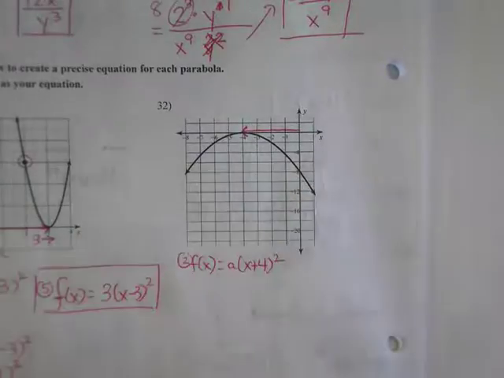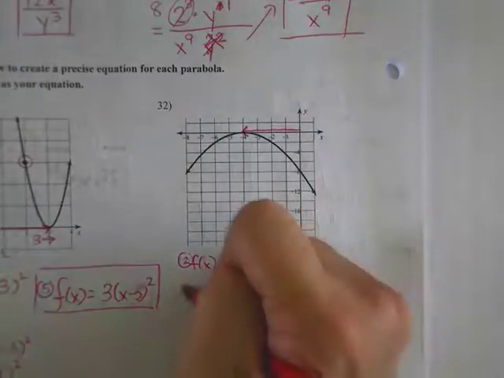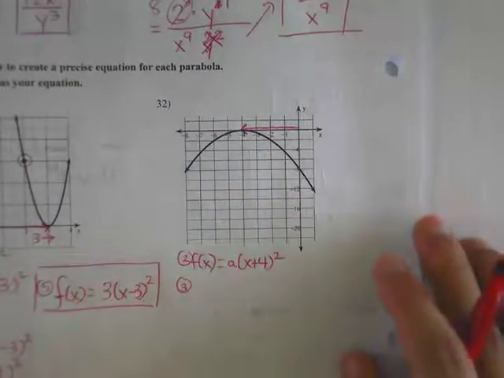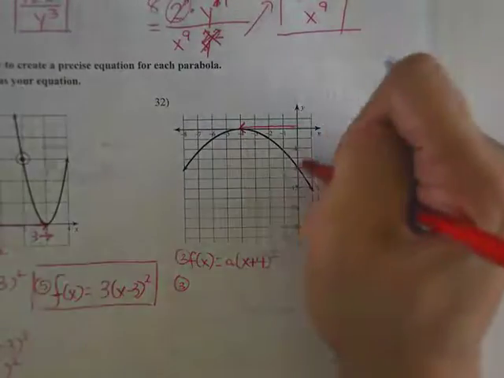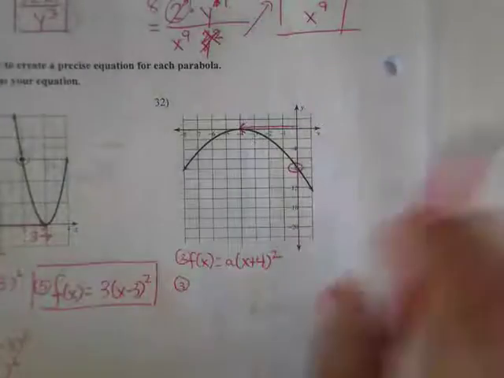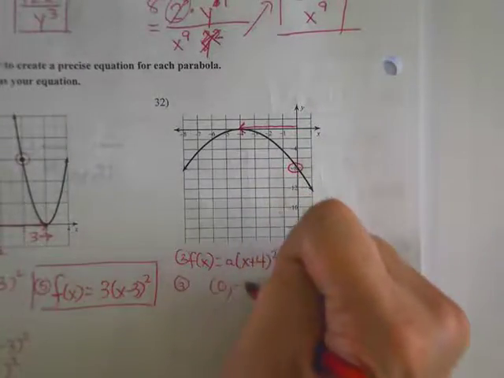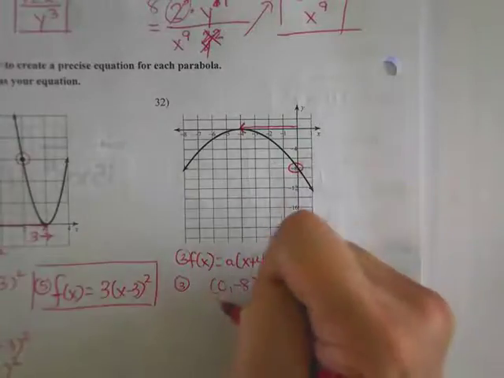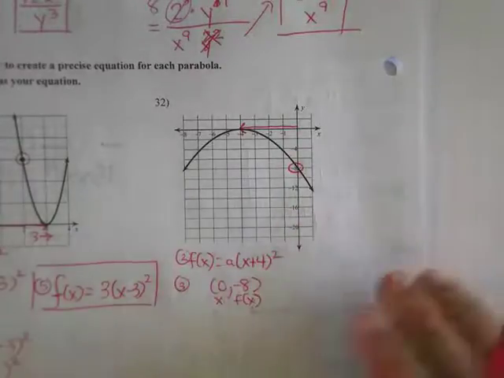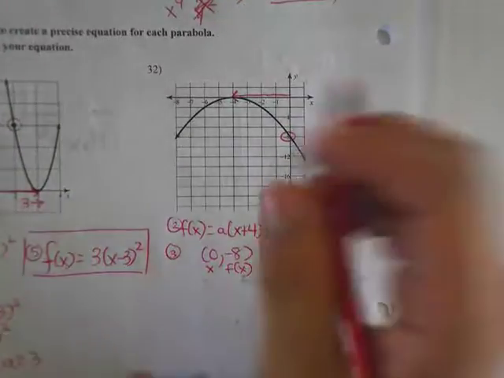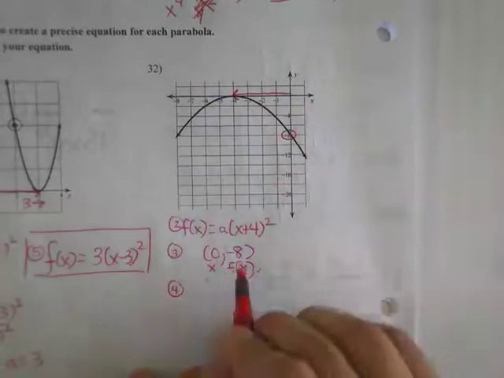We are in fact going to put plus 4. So it's always opposite of what you see for shifting left to right. There is a y-intercept that we could circle, so 0, negative 8. Again, this is your x, and this is your f of x. So we're going to plug them in on step 4.